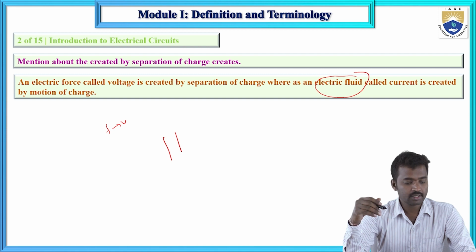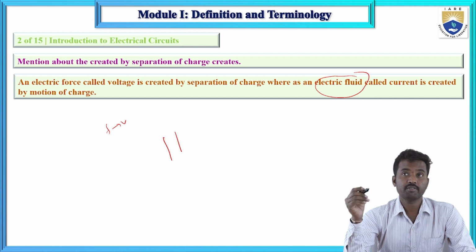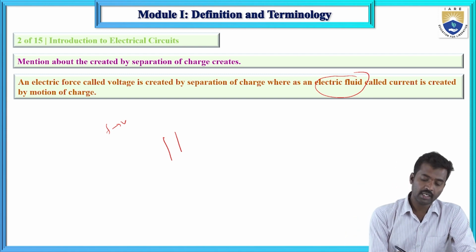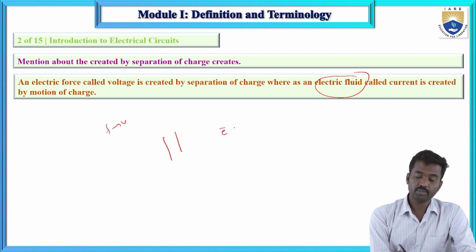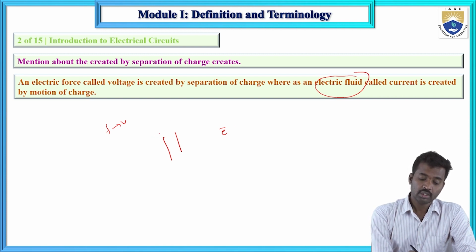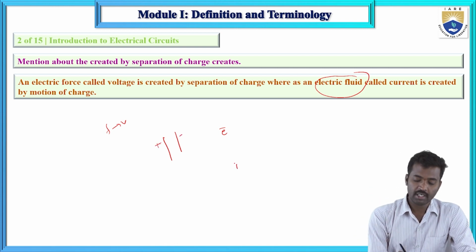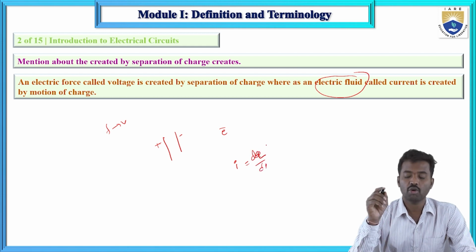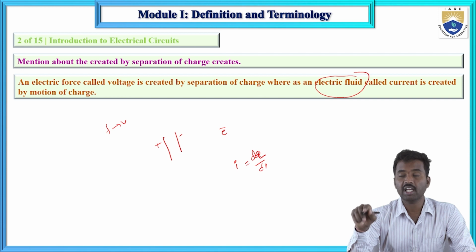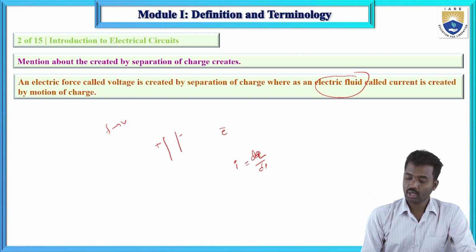This current is created by motion of the charge. Electrons flow from the negative plate to the positive plate, and then current flows. Current is the rate of flow of charge, dq by dt. So that is the electric fluid. Now the next one.